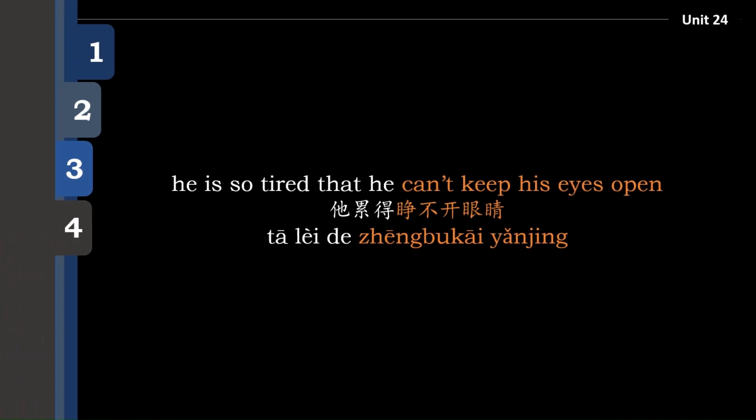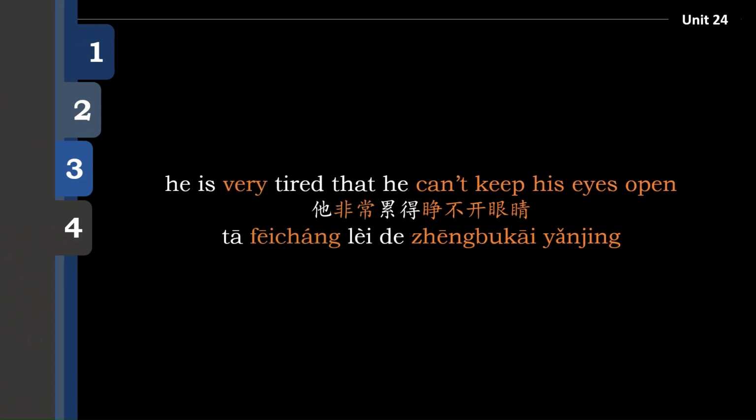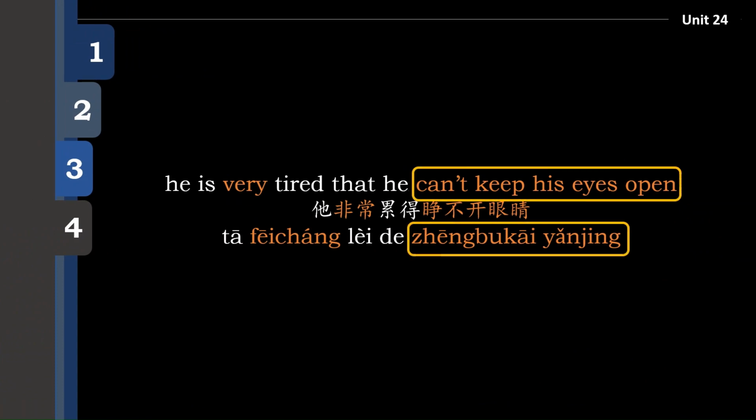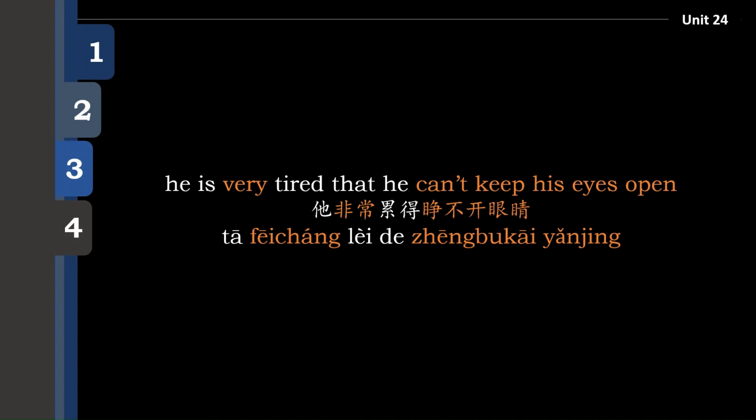Let's take a closer look at this sentence. And remember we said that when we use a degree complement, we cannot also use an adverb like 非常. So 非常 means very. 睁不开眼睛 means can't keep his eyes open. So what is the problem here? Why can't we use them both at the same time in the same sentence? Well, because the adverb 非常 is modifying the adjective 累. But the complement 睁不开眼睛 is also modifying the adjective 累. So there is a clash. Two different things trying to operate on the same adjective.